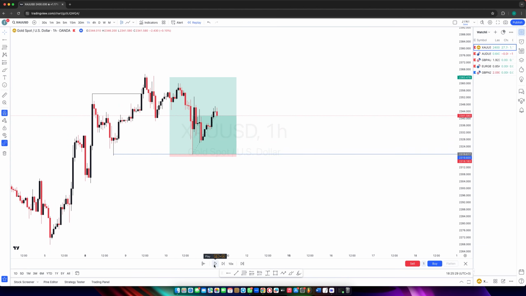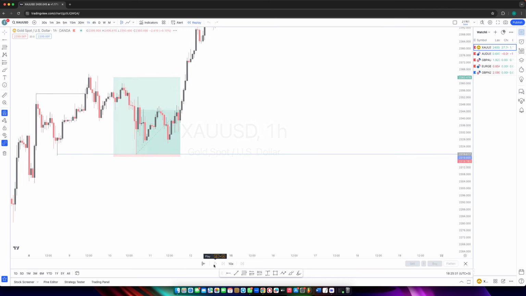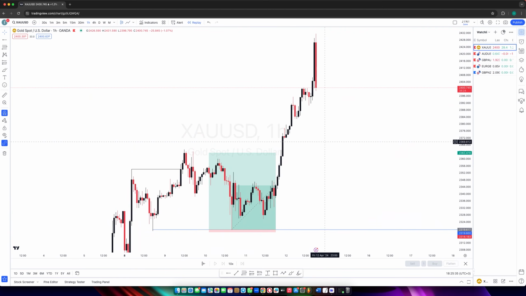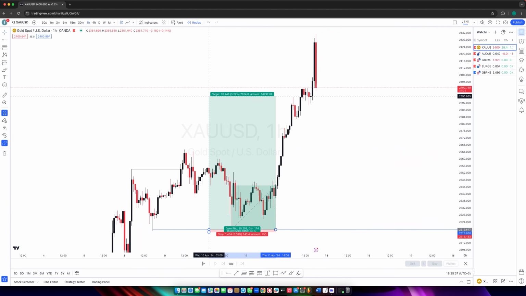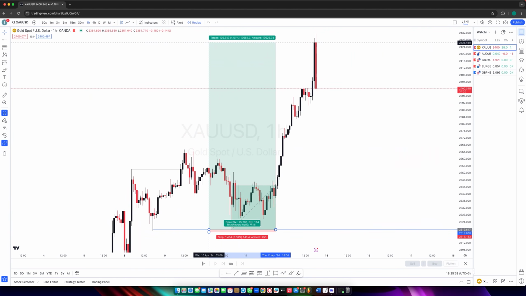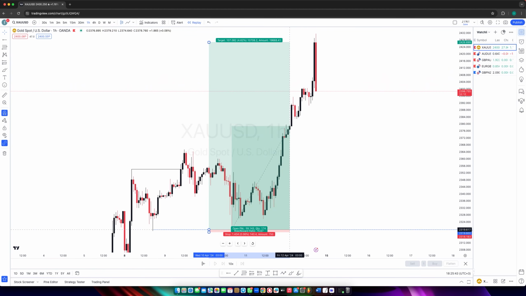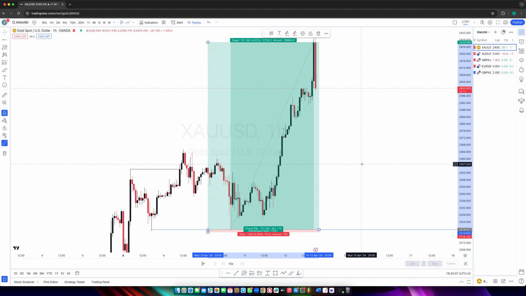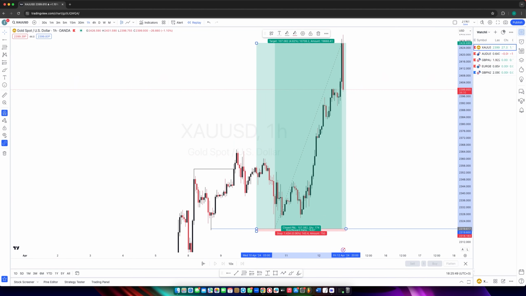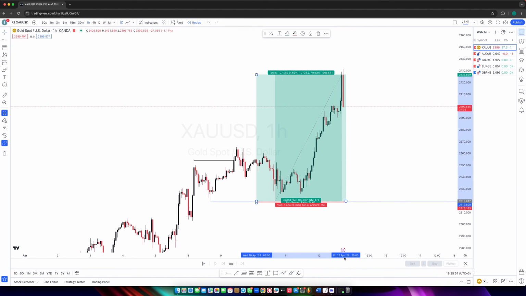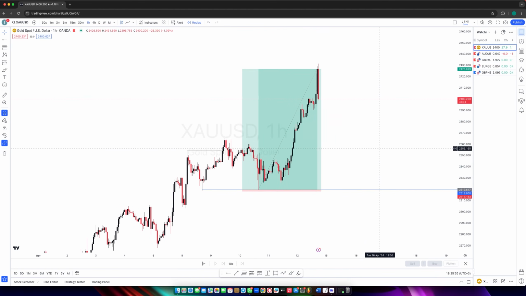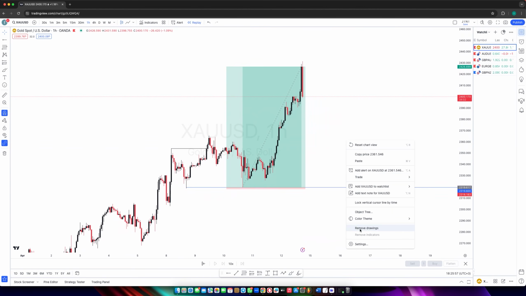Let's see. As you can see, the market reacted, and now the first take profit was triggered, and now you can see the gold buys up. So that is how gold was traded by using timeframe coordination of the buyers.